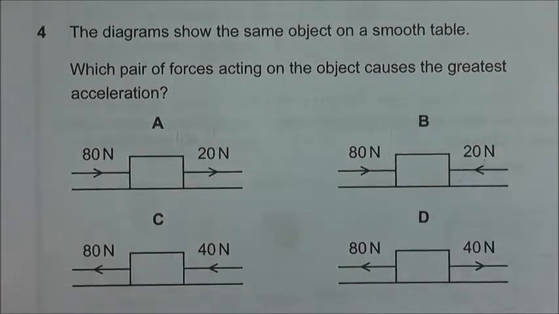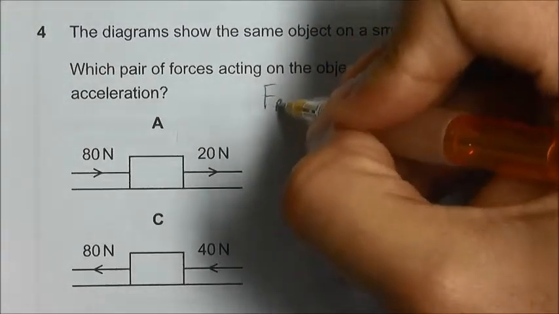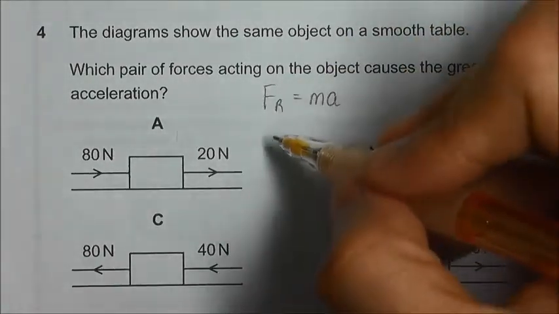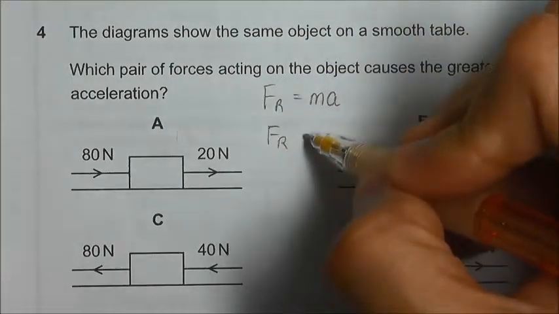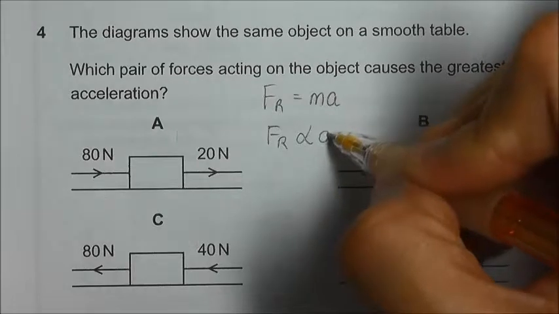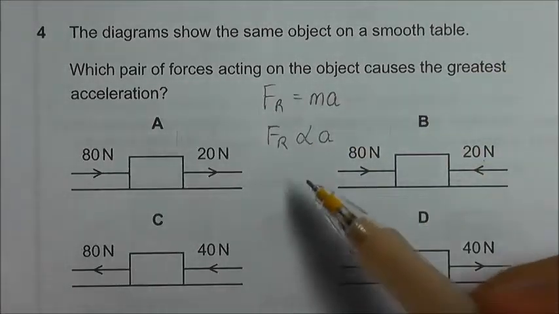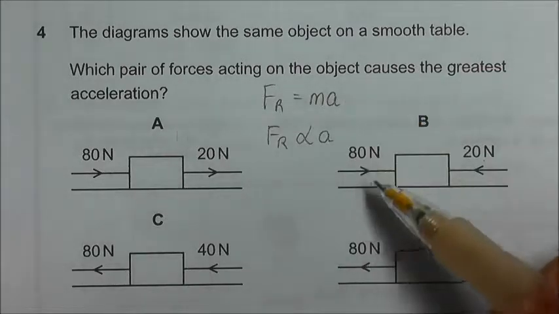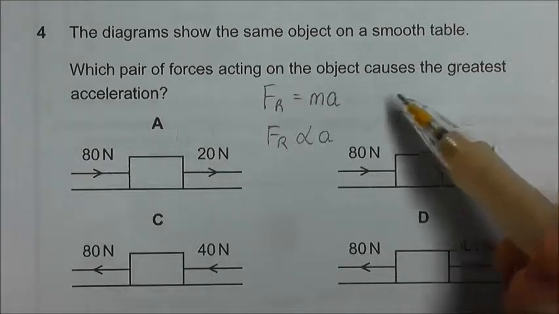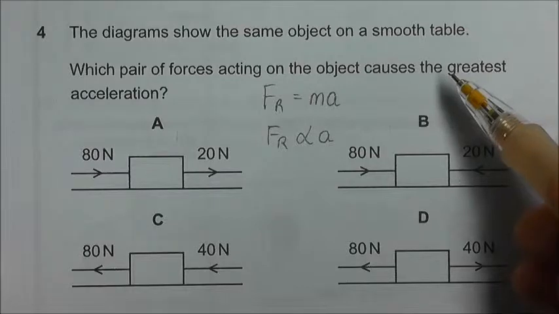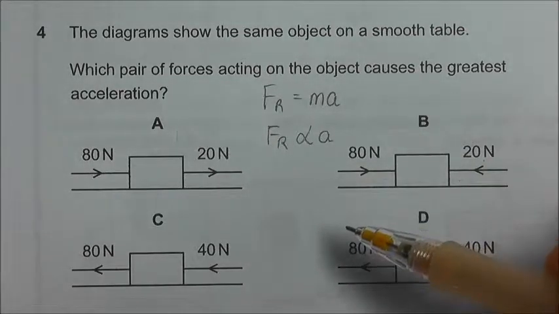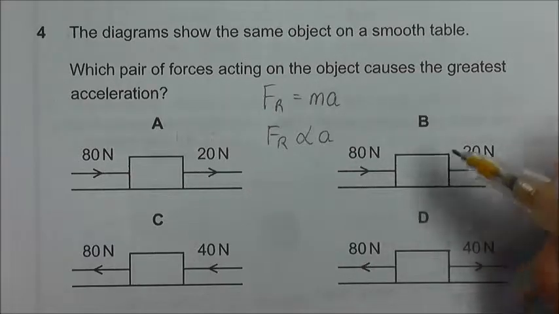Okay, let's recall Newton's second law. That will be resultant force is equal to ma. So that means that the resultant force is directly proportional to the acceleration. So the larger the acceleration, the larger the resultant force. So in this case, we want to find out which object will have the greatest acceleration. We just need to find which one has the largest resultant force.